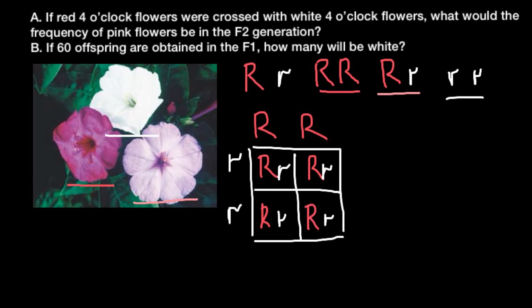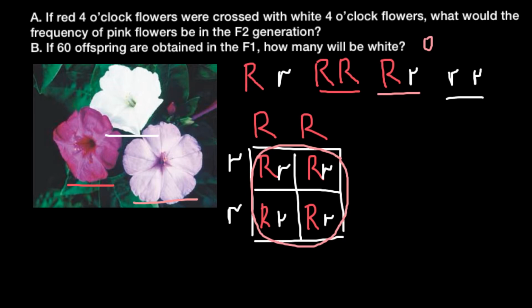As you see, 100% of such a cross would result in a hybrid that is a plant with pink flowers. So our answer to question B would be: out of 60 offspring, 0 would be plants with white flowers. And now we can move to question A.